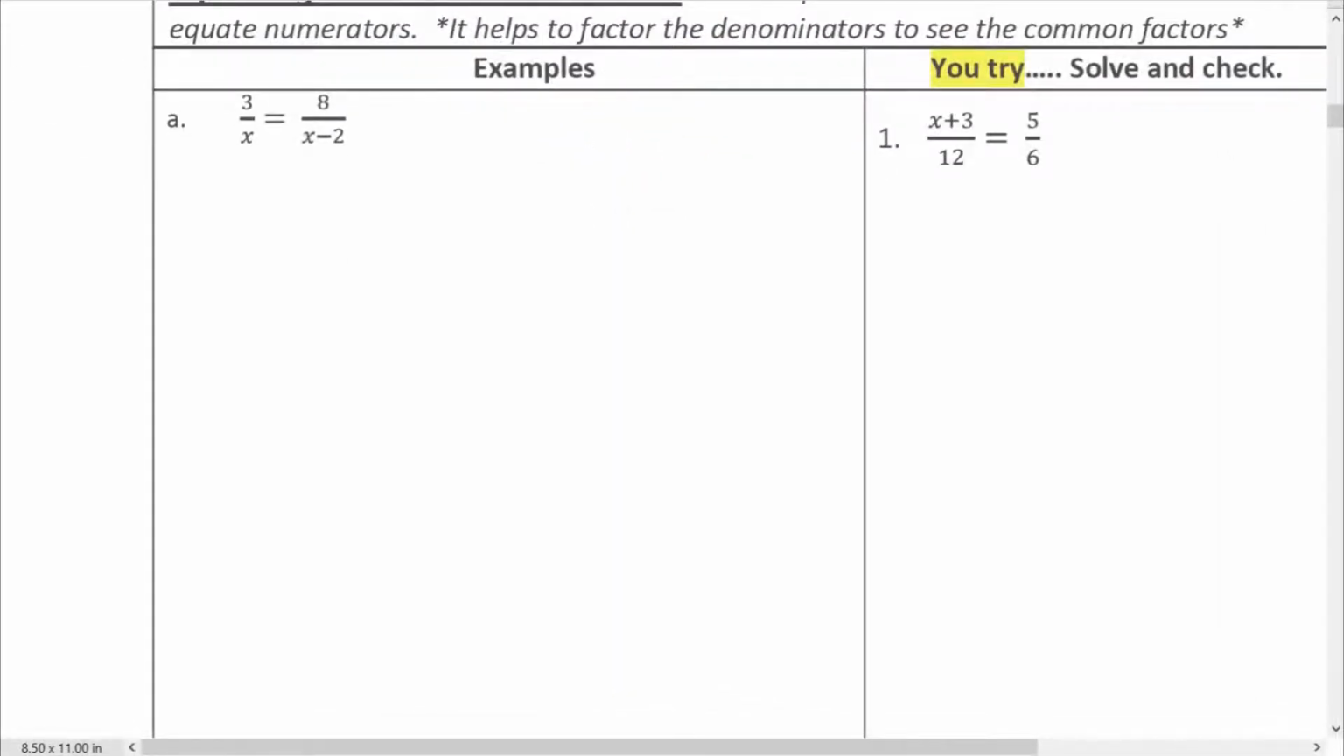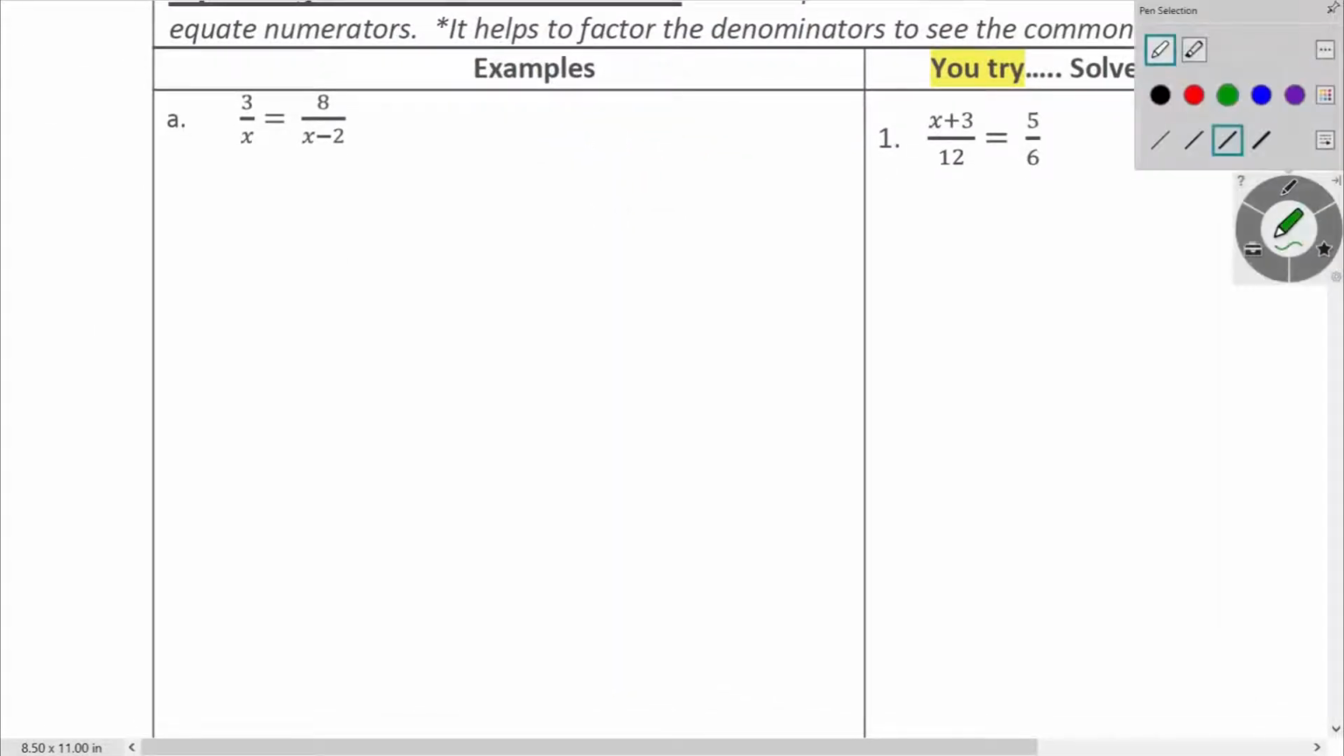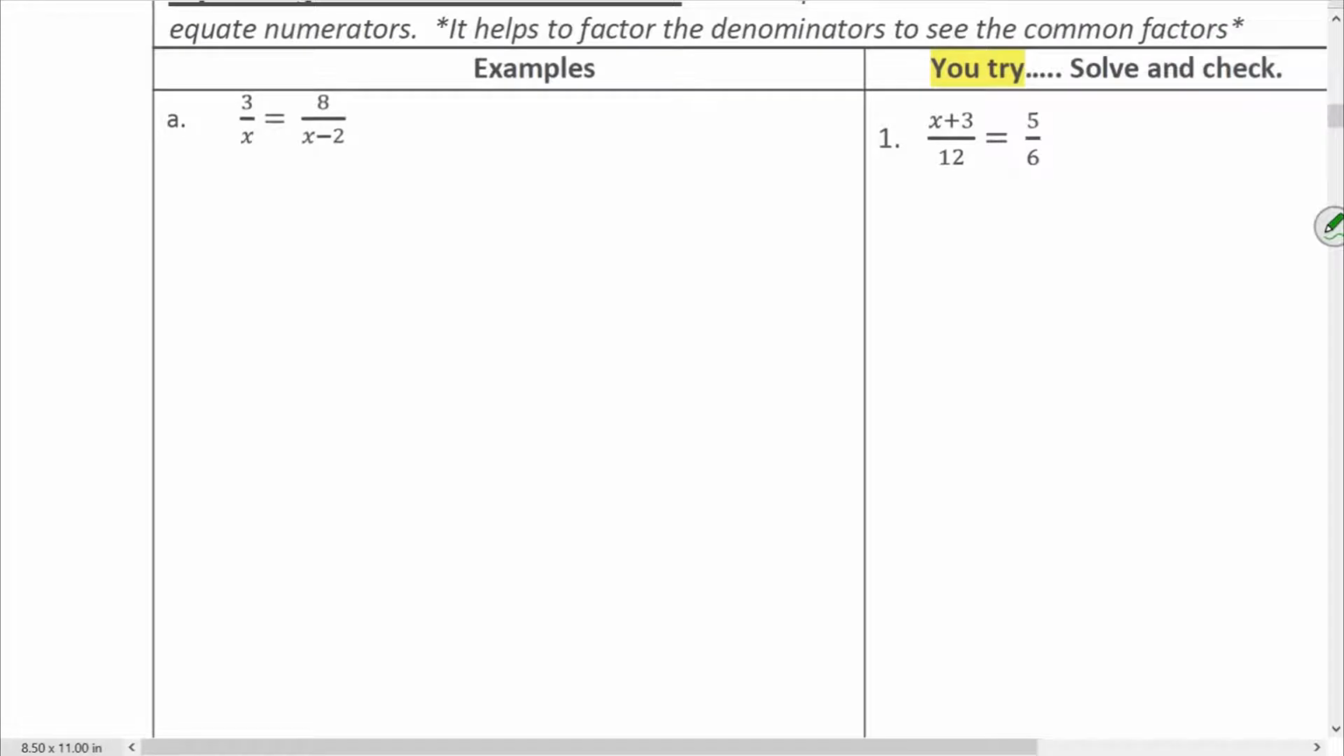All right, so I have 3 over x is equal to 8 over x minus 2. I'll find a common denominator the same way that I did when adding and subtracting. I ask myself, what does this denominator have that this one doesn't?